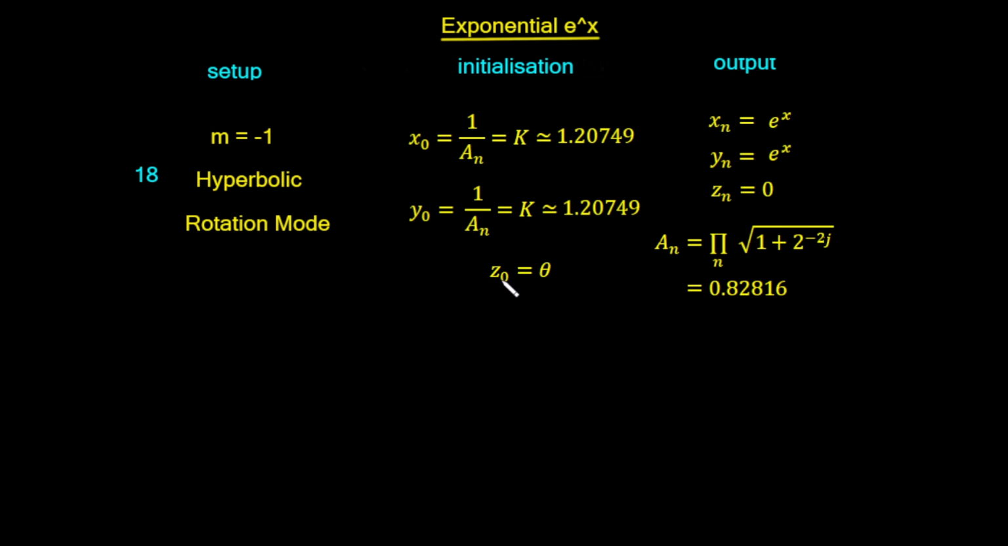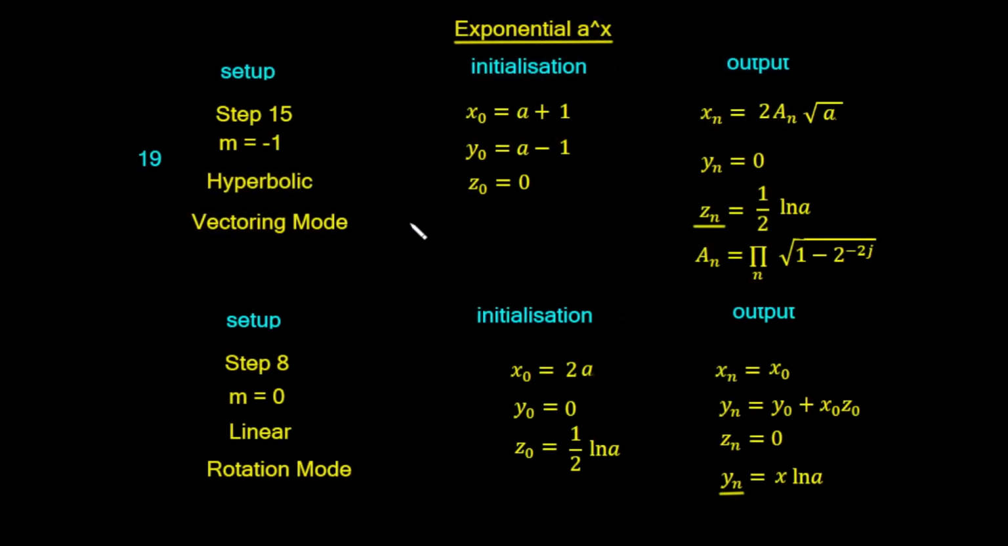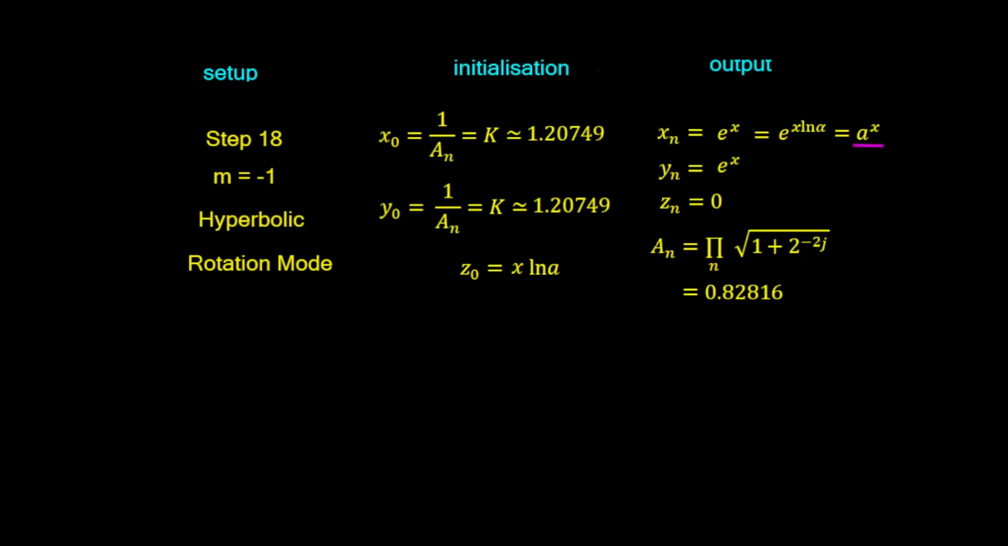We're going to have z0 as an angle of theta, and x0 and y0 are the constants here, 1.20749. This is going to give us an output, xn and yn, which are both e raised to the power of x. In order to generate the more general exponential a raised to the power of x, we're going to have to use the identity e raised to the x ln a is equal to a to the x. So we have to generate this.